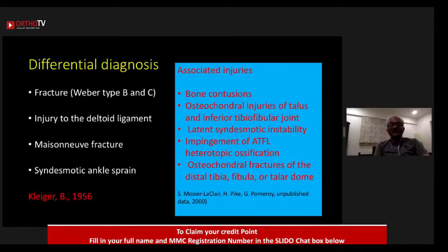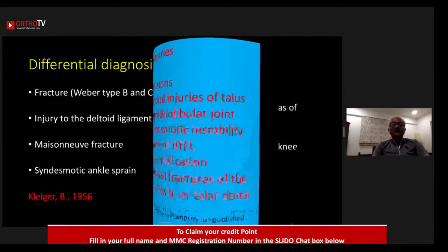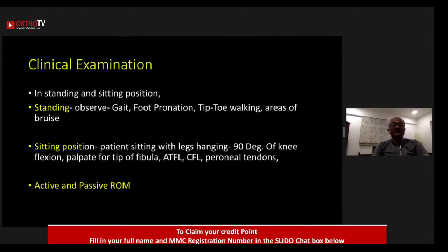With ankle sprain, there are certain associated injuries which take place, like bony contusions, osteochondral injuries of the talus or the inferior tib-fib joint, latent syndesmotic instability, impingement of ATFL because of heterotopic ossification, and osteochondral fractures of the distal tibia, fibula, or the talar dome. So all these injuries need to be addressed and looked for whenever you see a patient of lateral ankle sprain.